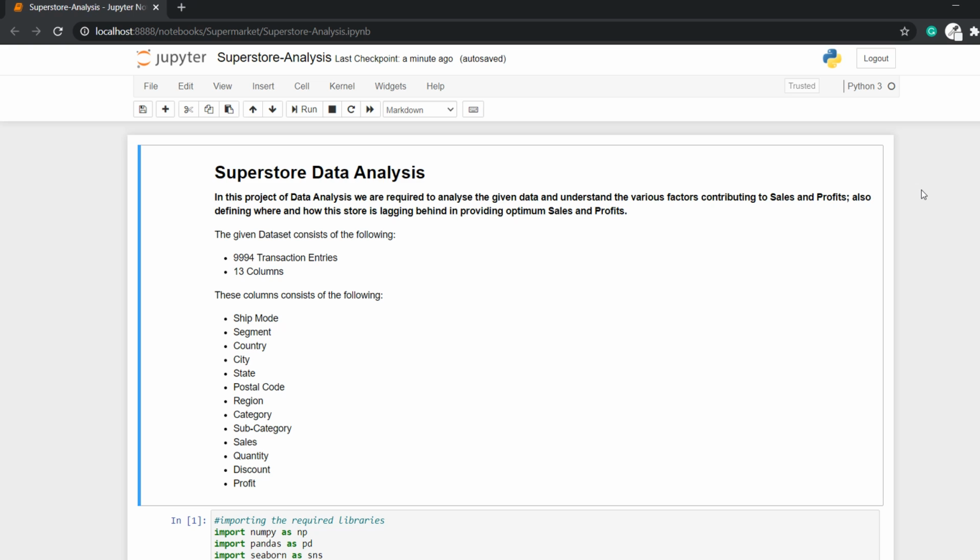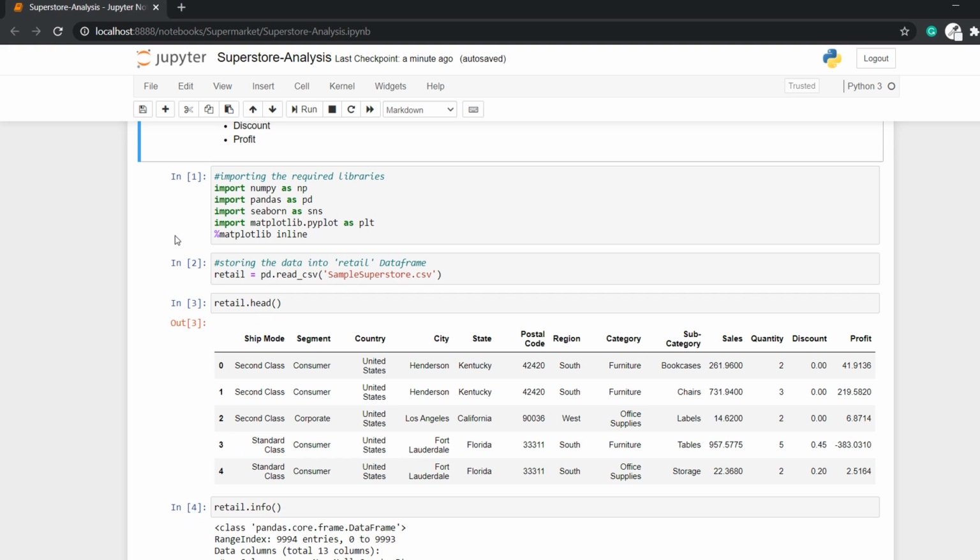In this project, we are going to analyze an online store that operates in United States. Our task is to analyze the sales and profit of the store and check the factors contributing towards growth and decline in sales and profit. So first we are gonna import all the required libraries and set our matplotlib inline so that all the graphs that we are gonna plot will be plotted in the notebook itself.